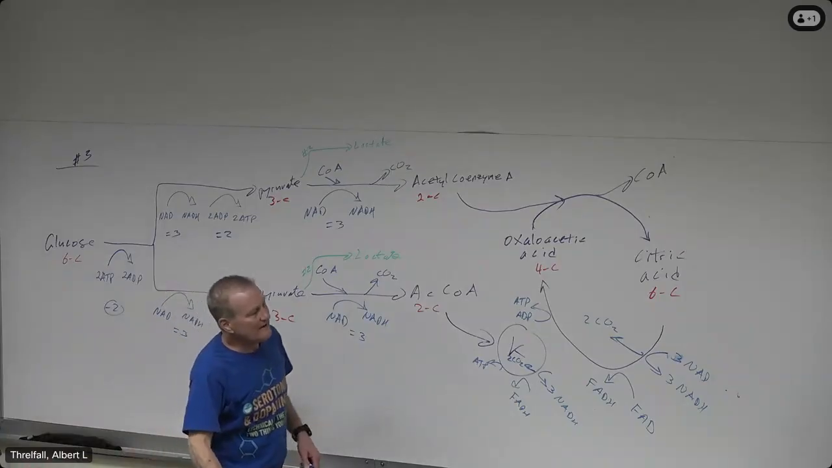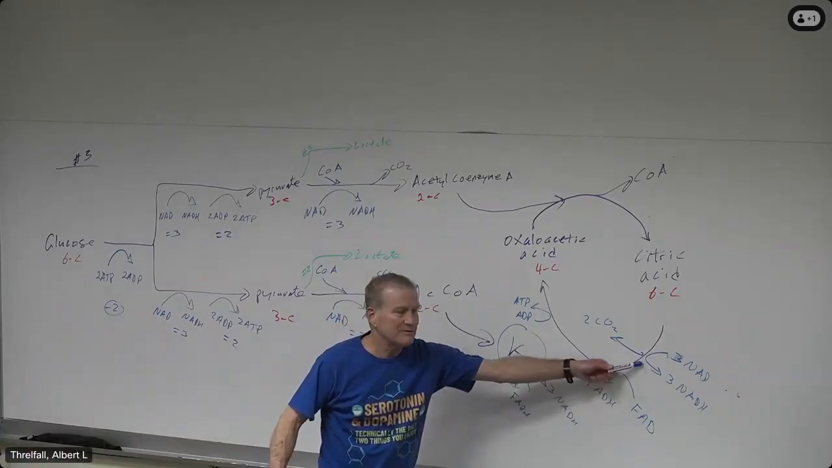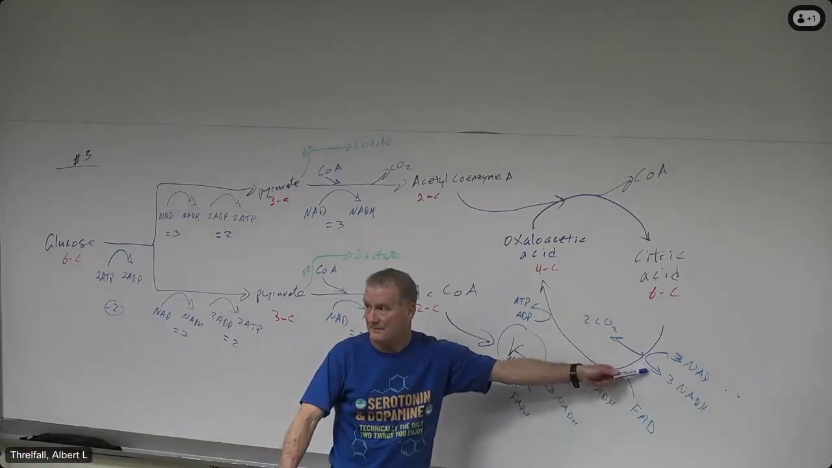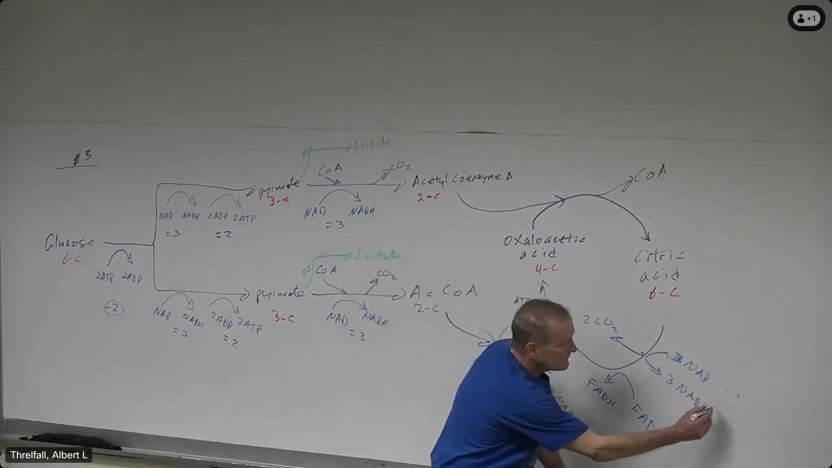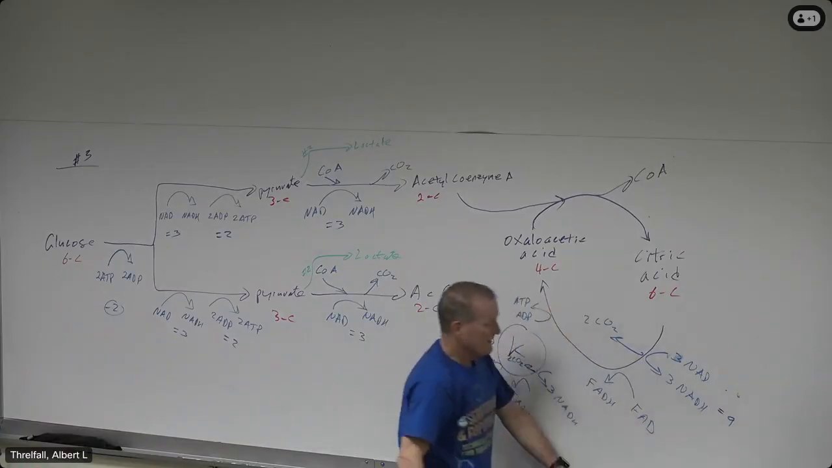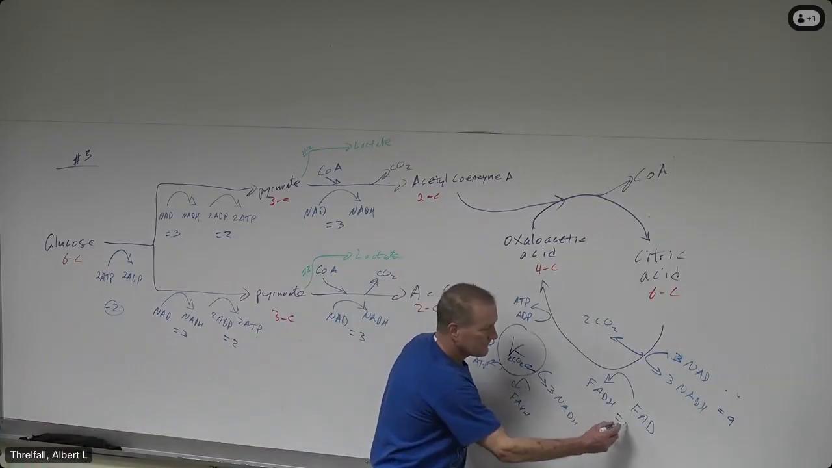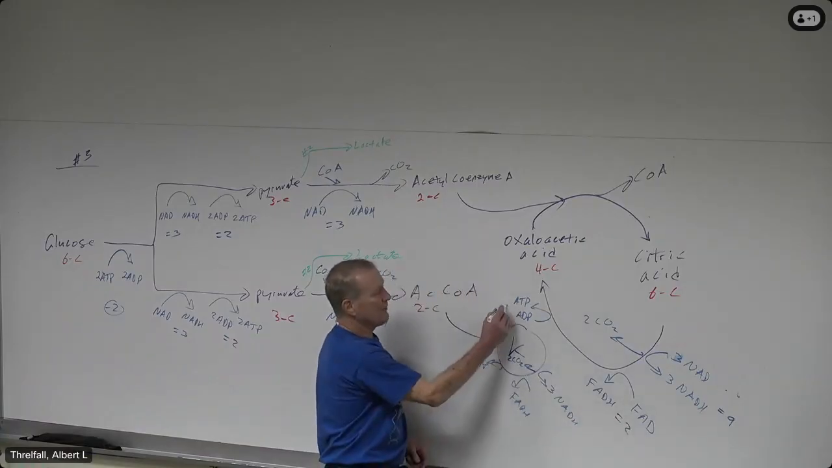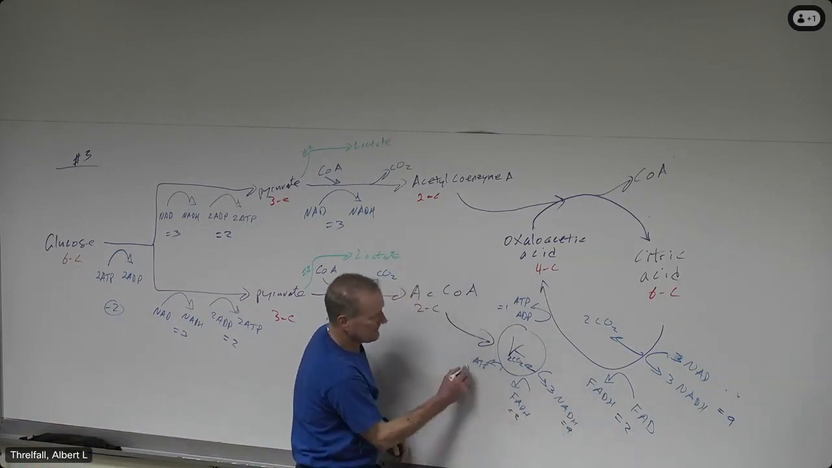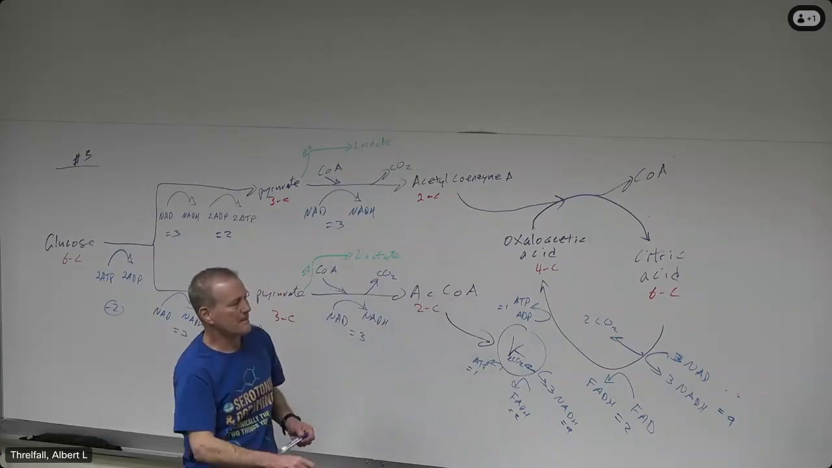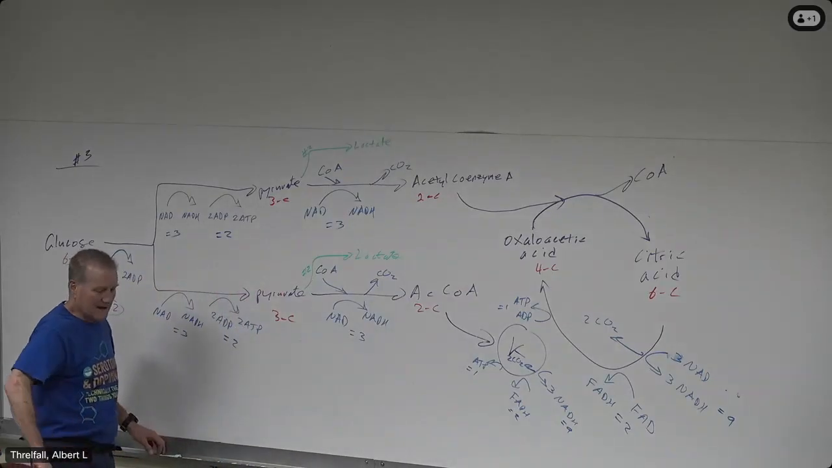Now, if one NADH is worth 3 ATP, how many ATP is this worth? 9. 3 times 3 is 9. We've known that since we were 3 years old. How many ATP is this worth? 2. This is 1. Got 9 right here, 2 right here, 1 right here. In a minute, we're going to add all of that up.